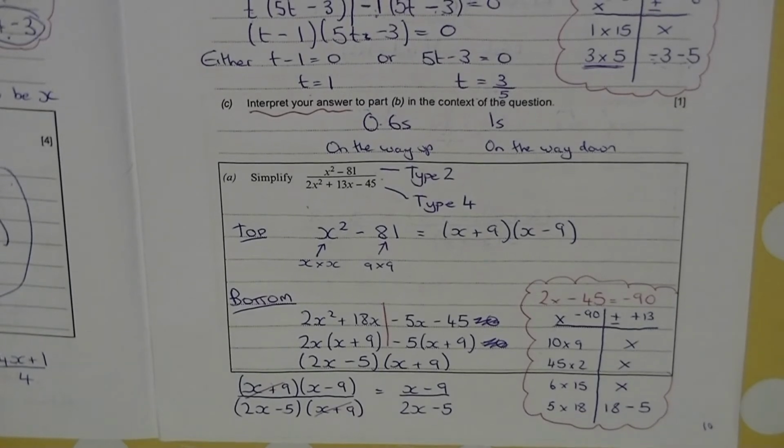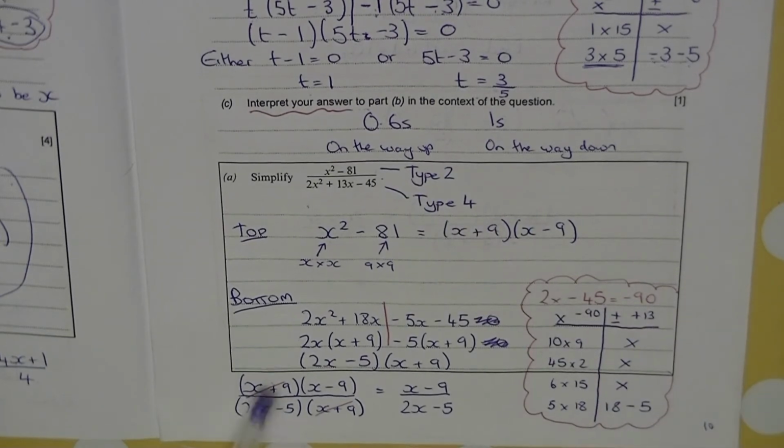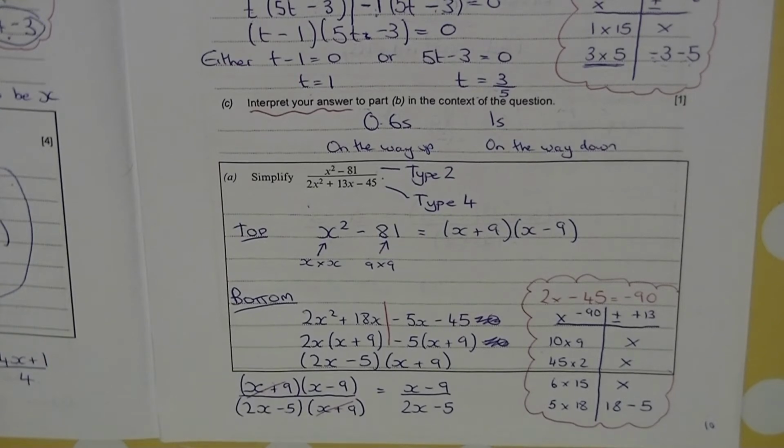Anyway, moving on. Another chance for you to have a look at simplifying using factorising, okay? But with a difference of 2 squares on the top and a type 4 on the bottom. Again, run that method. Hopefully you get something on the top that's also on the bottom, that cancels out. Hit pause.